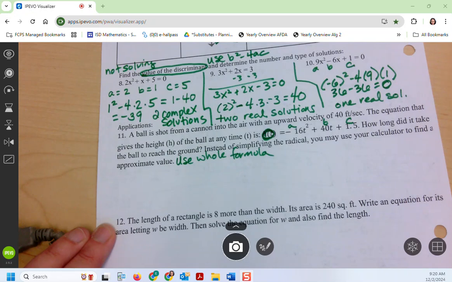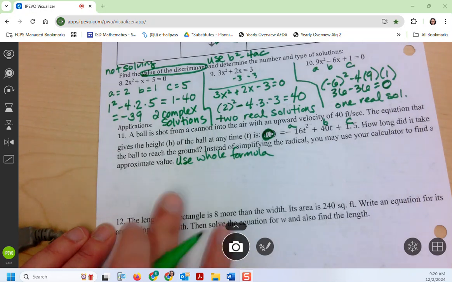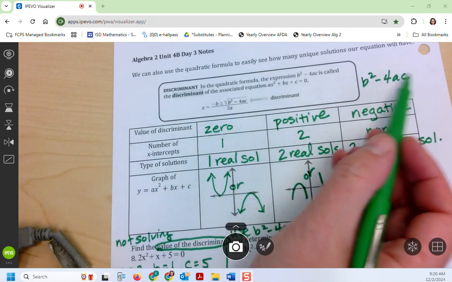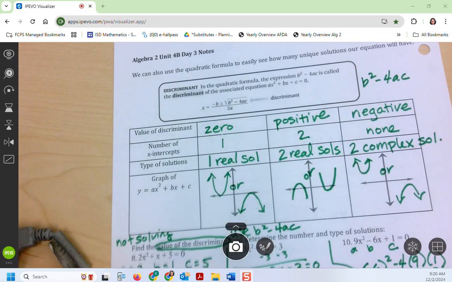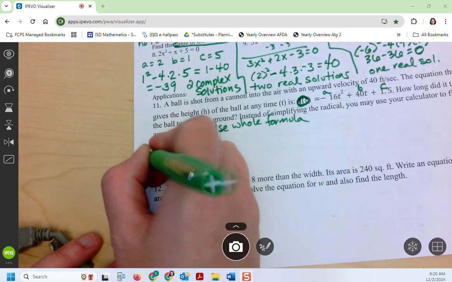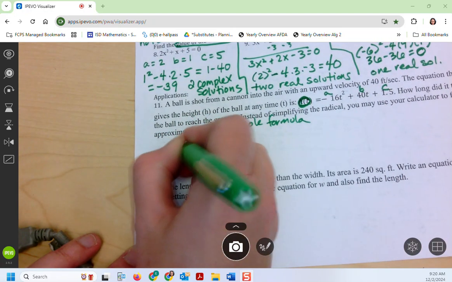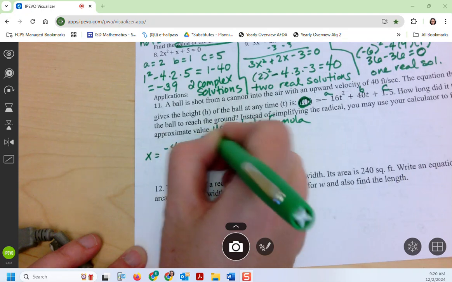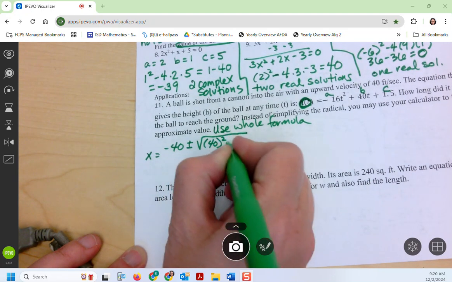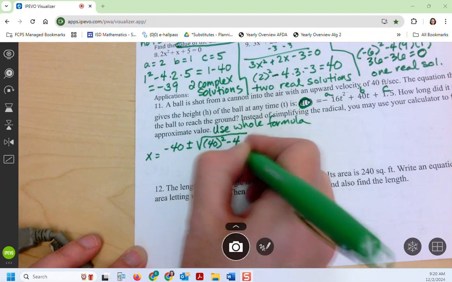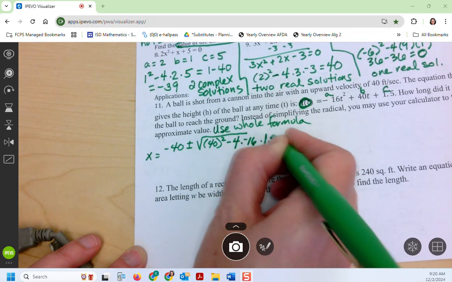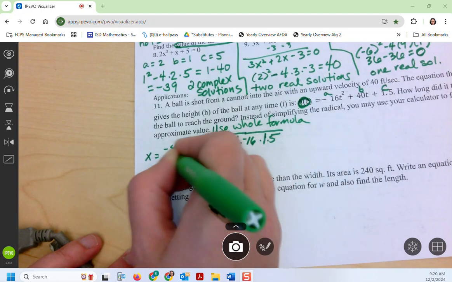Now the formula is at the top of your paper, so you don't have to flip. This is the whole formula, even though the part that was the discriminant was this. We're using the whole formula. So negative b will be negative 40, plus or minus the square root of b squared minus 4 times a times c, over 2a.